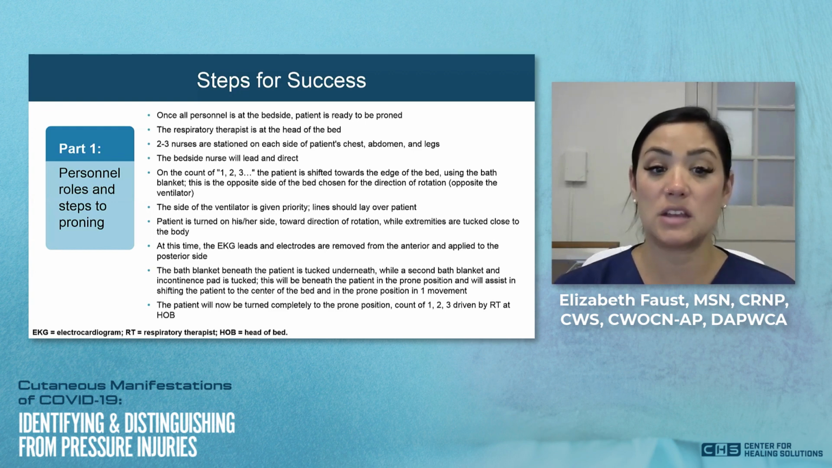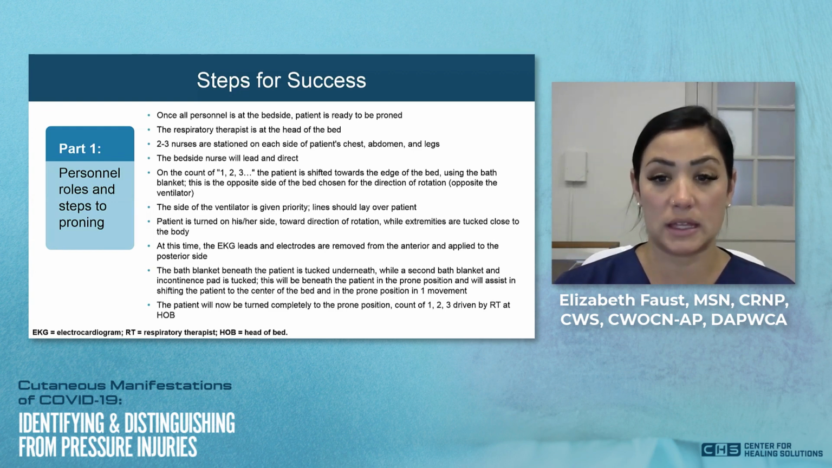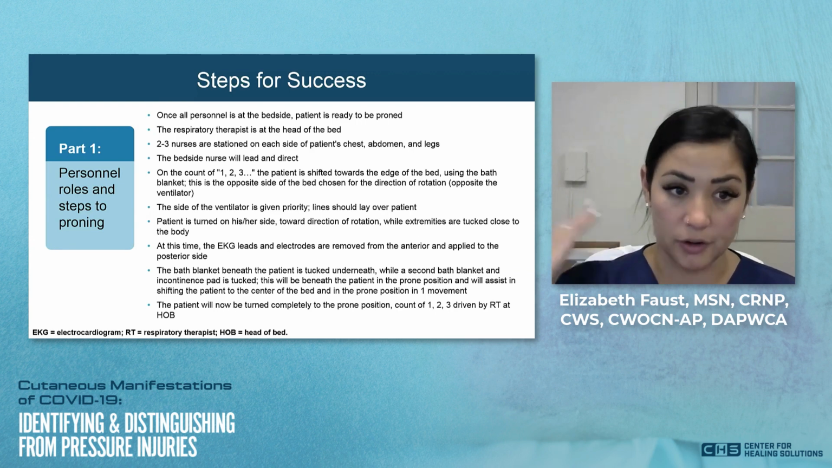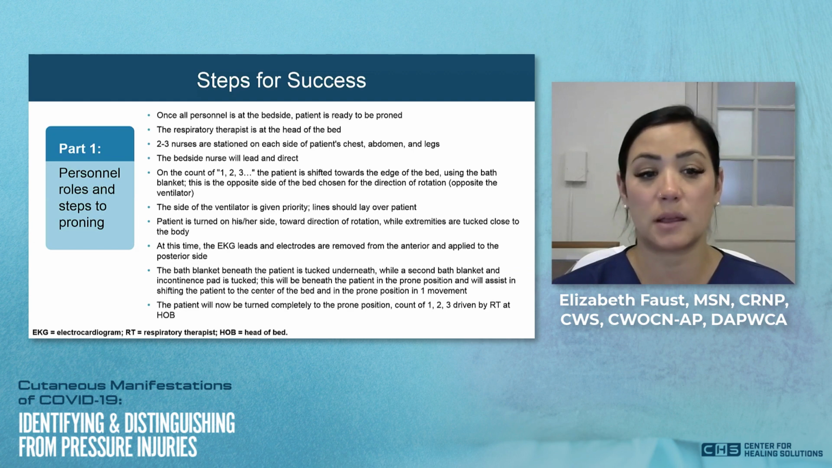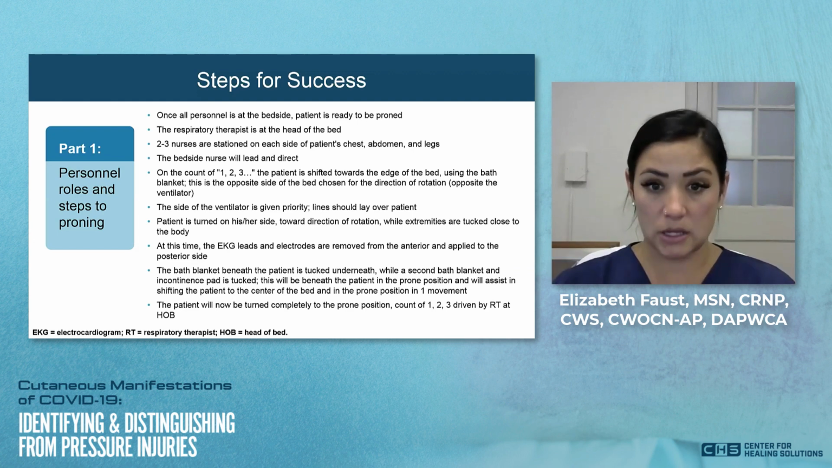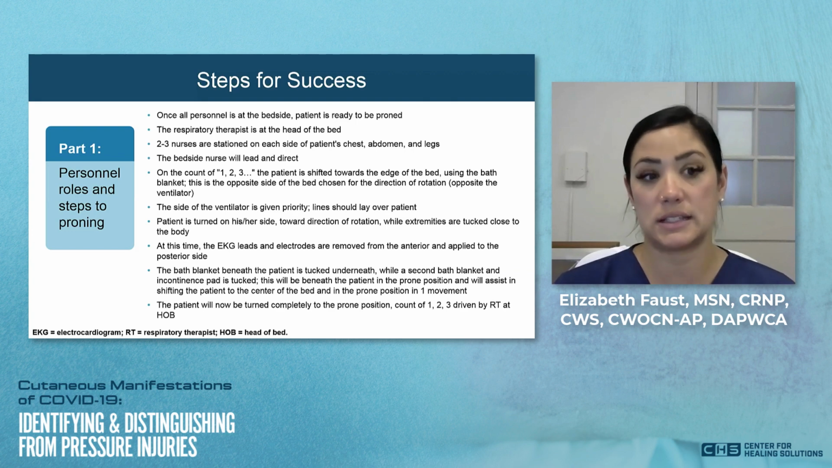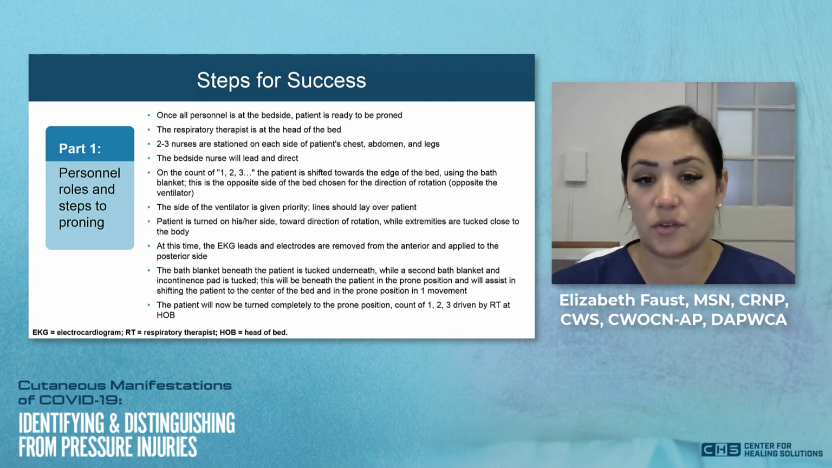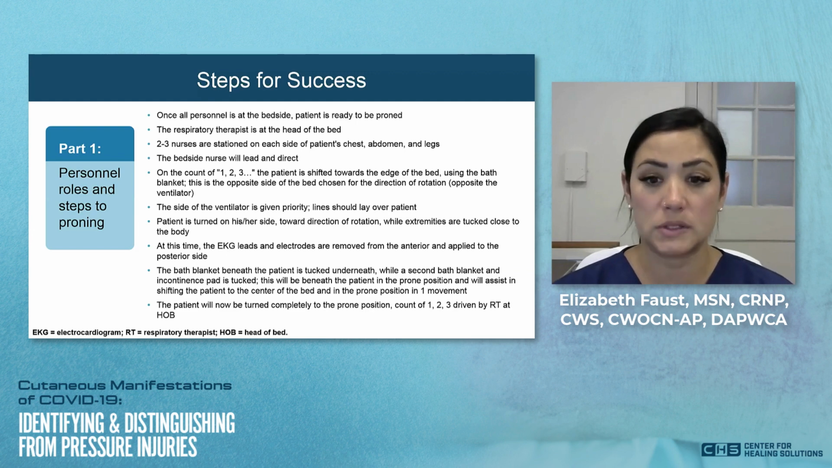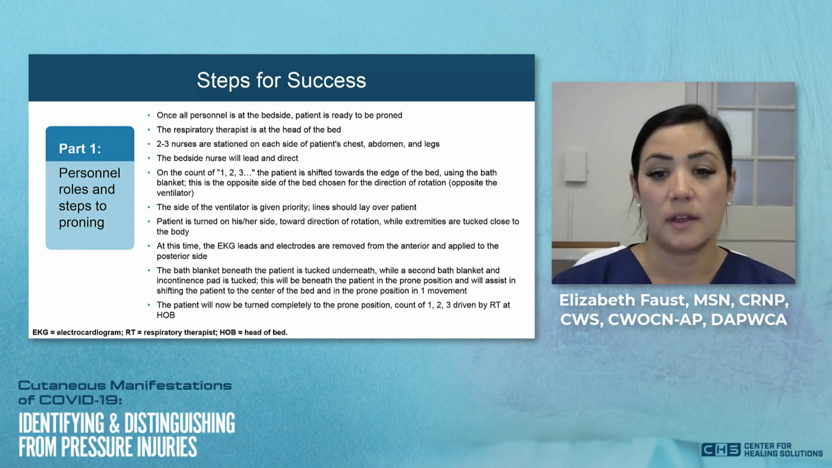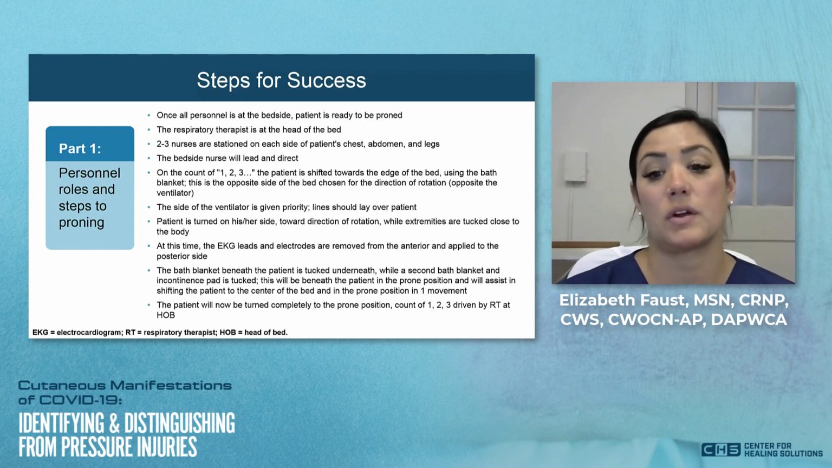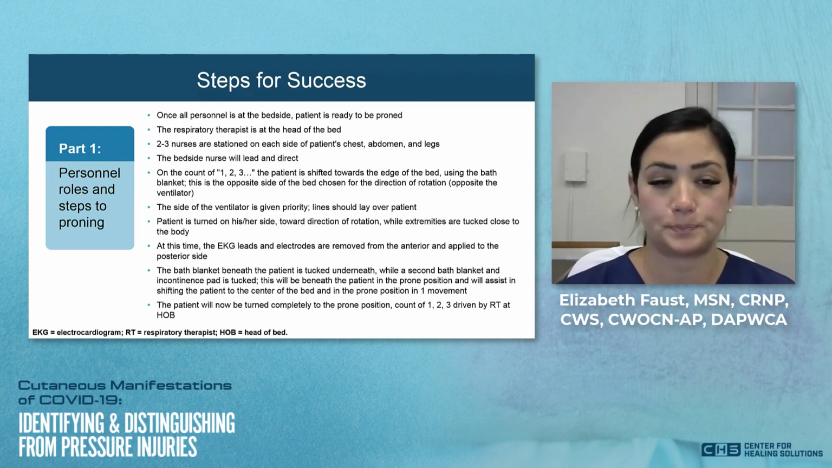At this time, the EKG leads and electrodes are removed from the anterior and applied to the posterior. And then the bath blanket beneath the patient is tucked, while the second blanket and incontinence pad is also tucked. This will be beneath the patient in the prone position, and it can assist with shifting the patient towards the center of the bed in the prone position in one smooth movement. The patient will then be turned completely into the prone position, with the count of 1, 2, 3 given by the respiratory therapist at the head of the bed.